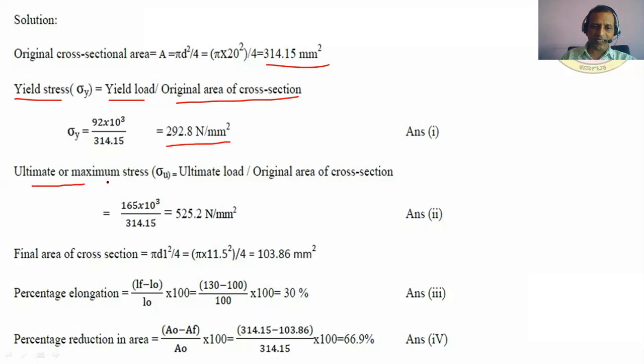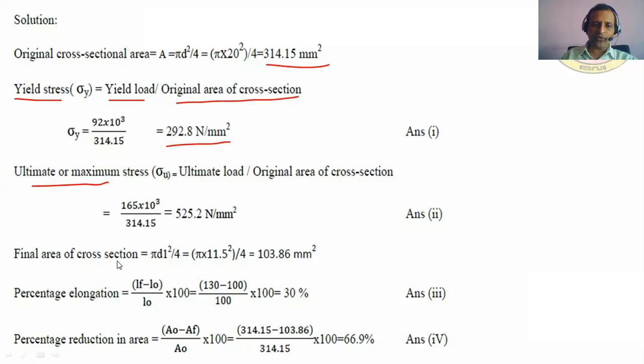Similarly, ultimate stress. Ultimate stress is found by ultimate load by original cross sectional area. The ultimate load given is 165 kilonewton. So 165 into 10 to the power of 3 divided by the area, again the same original cross sectional area. So this is equal to 525.2 Newton per mm square.